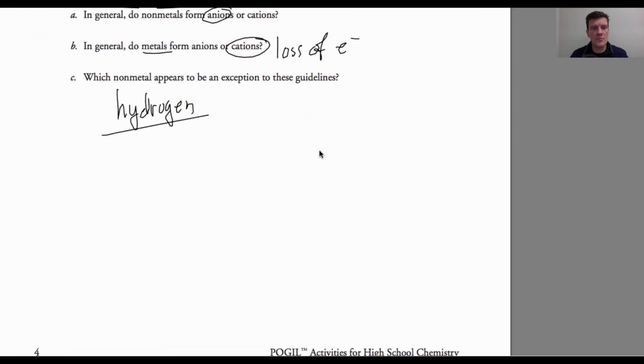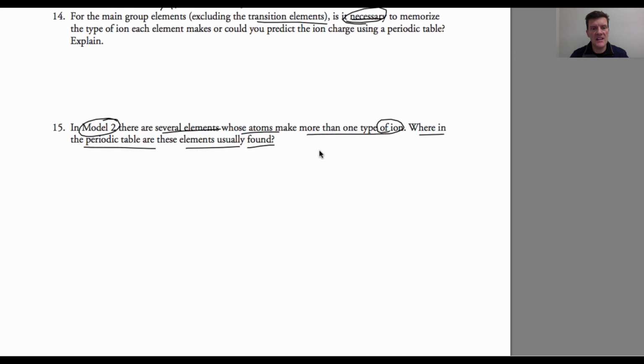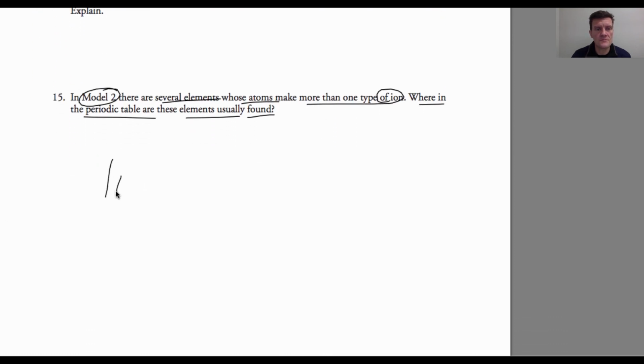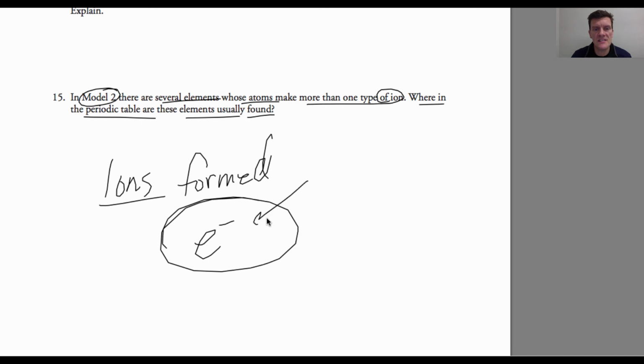Okay? So the important thing here is to remember that ions are formed by gaining or losing electrons. It is the electrons that determine the number of electrons as compared to the number of protons that is going to determine the charge of that particular atom, that particle. Okay?